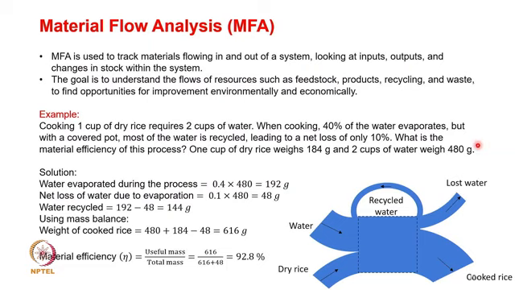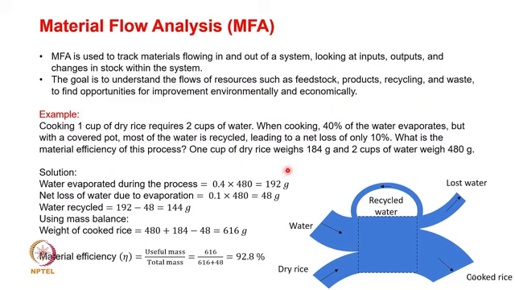We are cooking up a cup of dry rice that requires 2 cups of water. When cooking, 40% of the water evaporates, but with a covered pot, most of the water, of course, is recycled back. This is like a normal thing that you see when we are cooking. You have feedstock, you have product, and a recycling, and of course something waste, leading to a net loss value of only 10%. What is the material efficiency of this process?